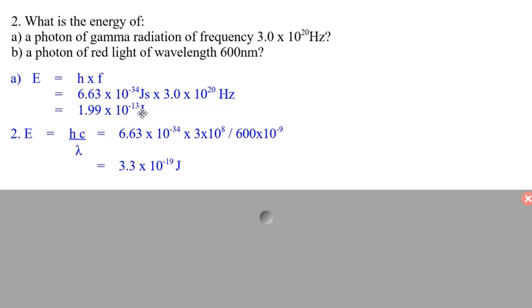So it should be 10 to the minus lots. 10 to the minus 13 sounds about right. Similarly, if we have the wavelength, so we've got hc over lambda, nanometers, obviously our prefix, 10 to the minus 9. And again, a really small value, that sounds about right.